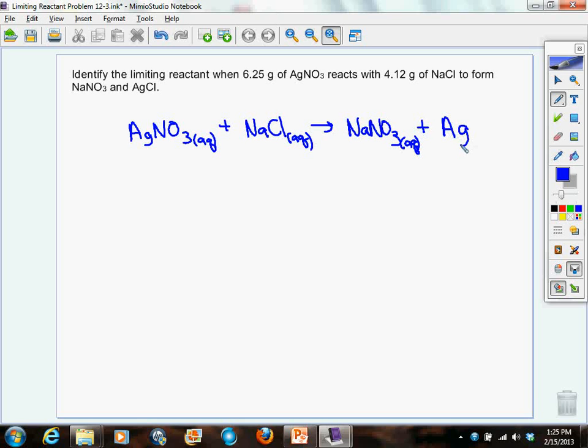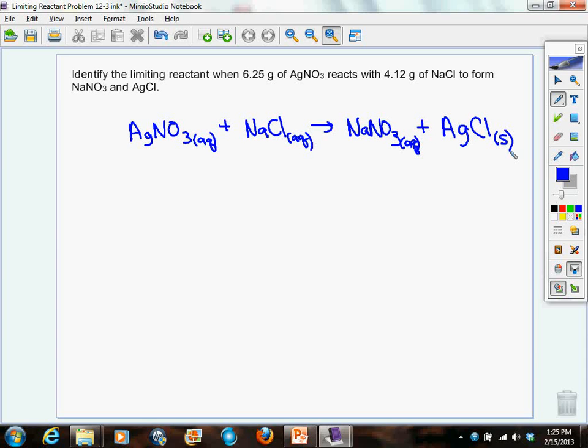silver chloride. And looking at the solubility, chlorides are usually soluble, except one of the exceptions is silver. So that will be our solid. So this reaction will occur. Looking at the equation, though, the nice thing is this is already balanced. All my coefficients are 1 on this one.